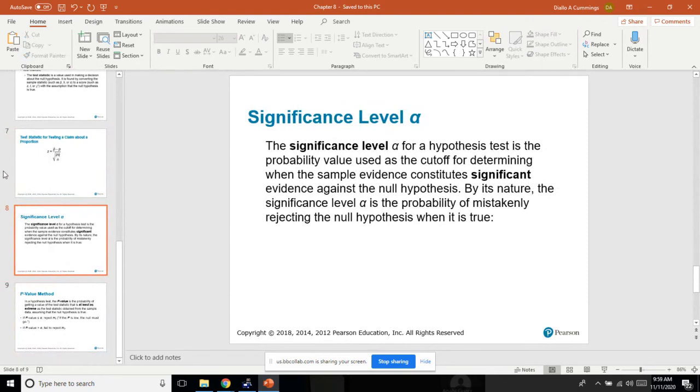So how do we know when we reject or fail to reject the null hypothesis? Well, we use something called the significance level to make that determination. The significance level, which is alpha, will be given in our problems. It's simply used to determine a cutoff value for our test statistic. So here again, the alpha value will be given.